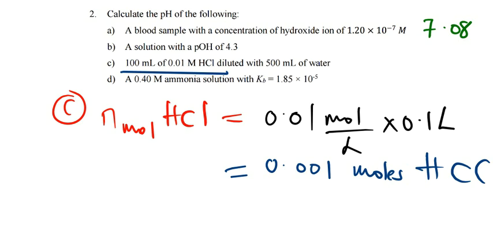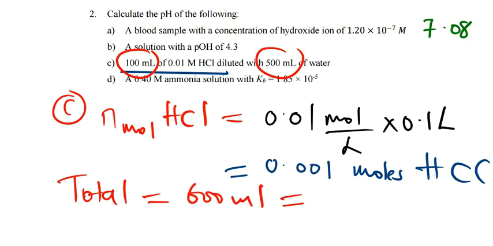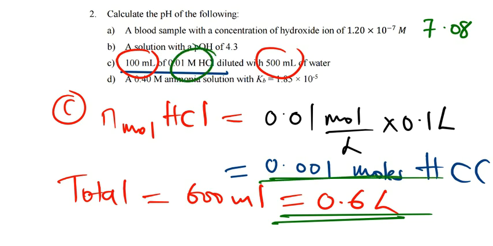Now what has happened there? We've diluted it. So the new total volume becomes the already existing 100 milliliters plus 500 milliliters, which is 600 milliliters, and dividing by 1,000 gives 0.6 liters. So we have our new volume, and we have the number of moles present in the initial concentration. So we can now find the new concentration because of the change in volume. The concentration becomes the number of moles, 0.001, divided by 0.6 liters, in mole per liter. What do we get?